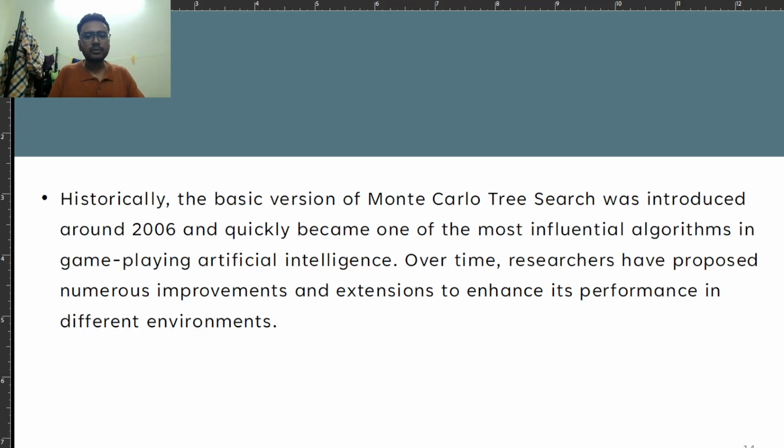Let's explore a brief history of Monte Carlo tree search. Historically, the basic version of Monte Carlo tree search was introduced around the year 2006 and quickly became one of the most influential algorithms in game-playing artificial intelligence. Over time, researchers have proposed numerous improvements and extensions to enhance its performance in different environments.